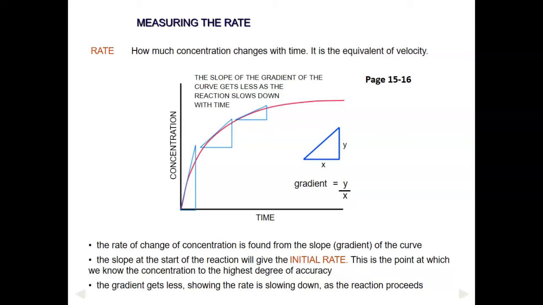At the start of the reaction, known as the initial rate, this is the point at which we know the concentrations with the highest degree of accuracy, because they're simply the starting concentrations. So in the next video, we're going to be looking at this method called the initial rate method for determining the rate of a reaction.